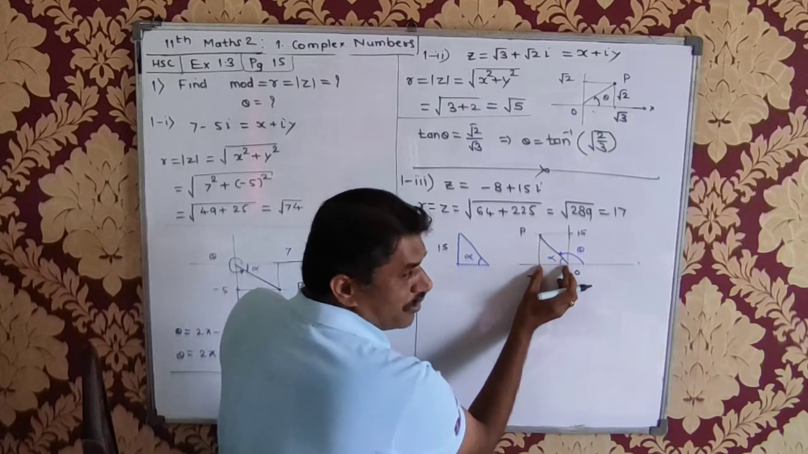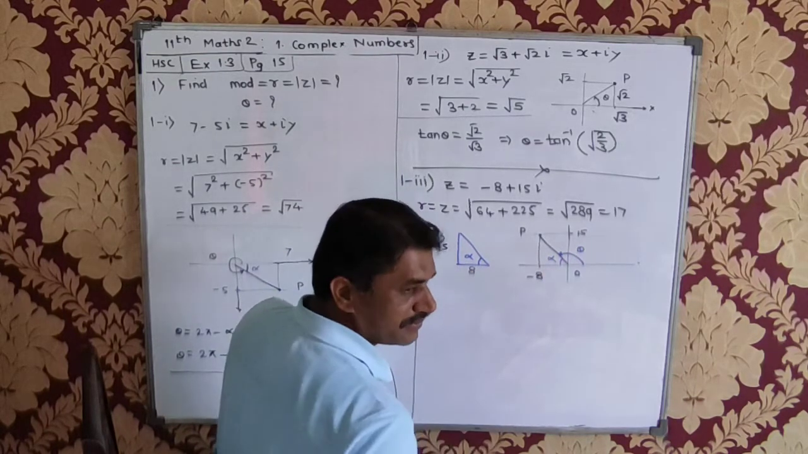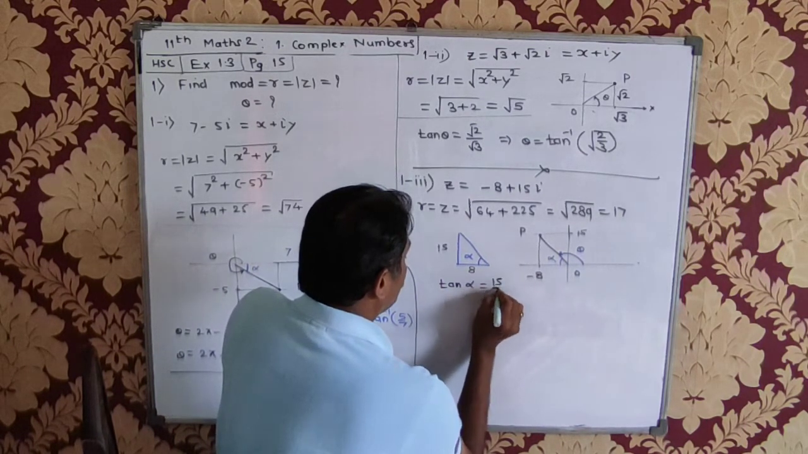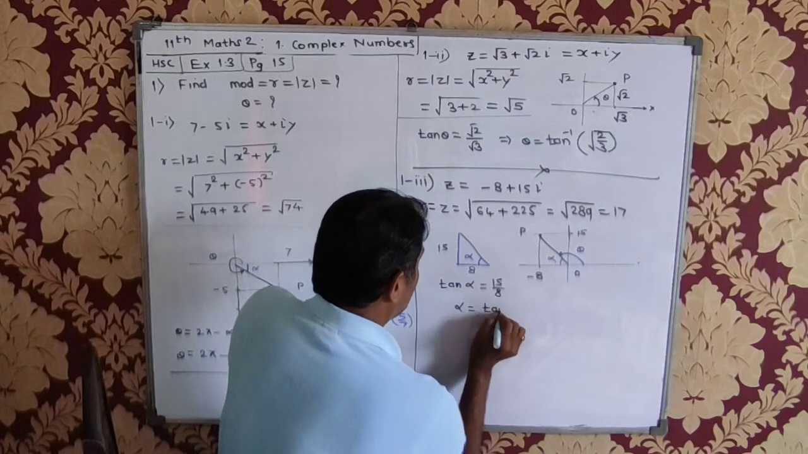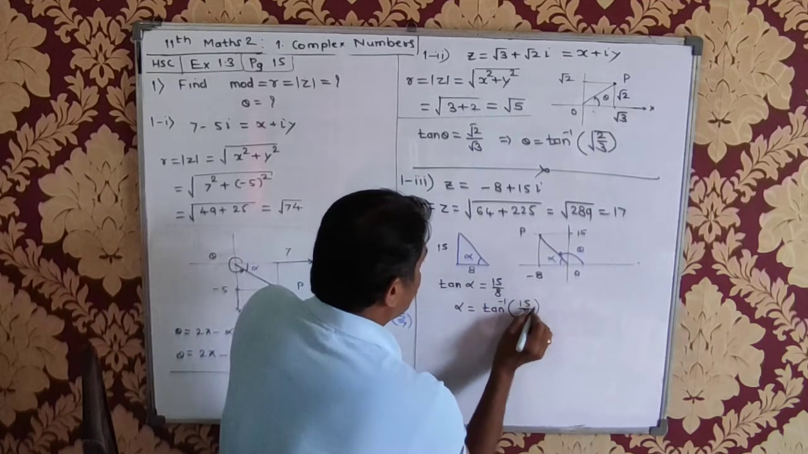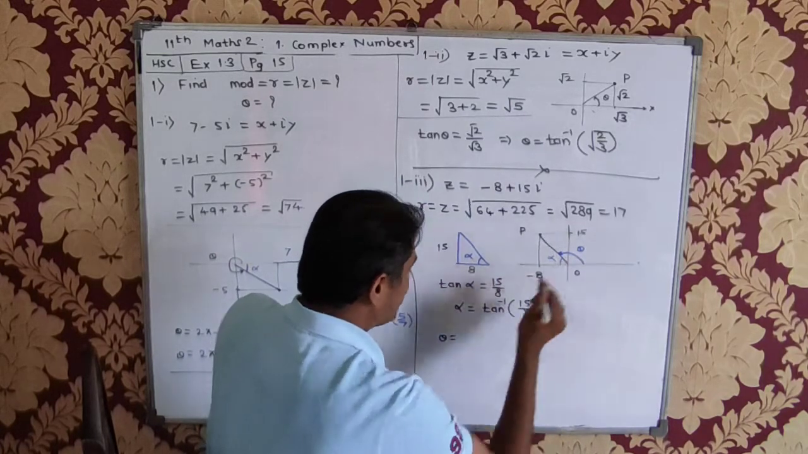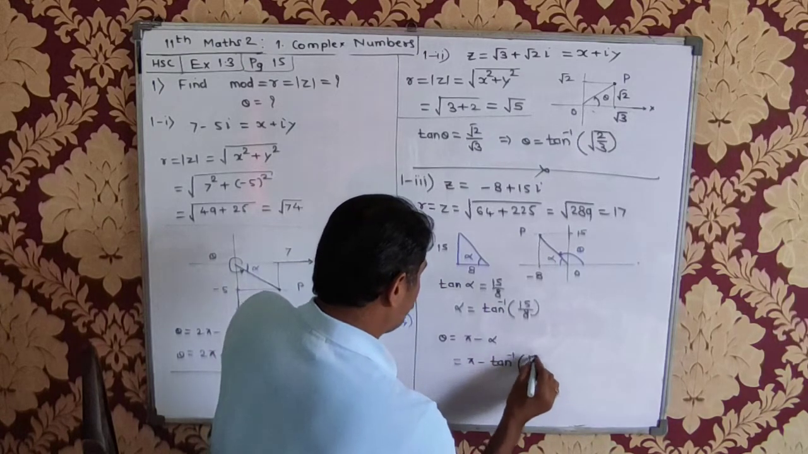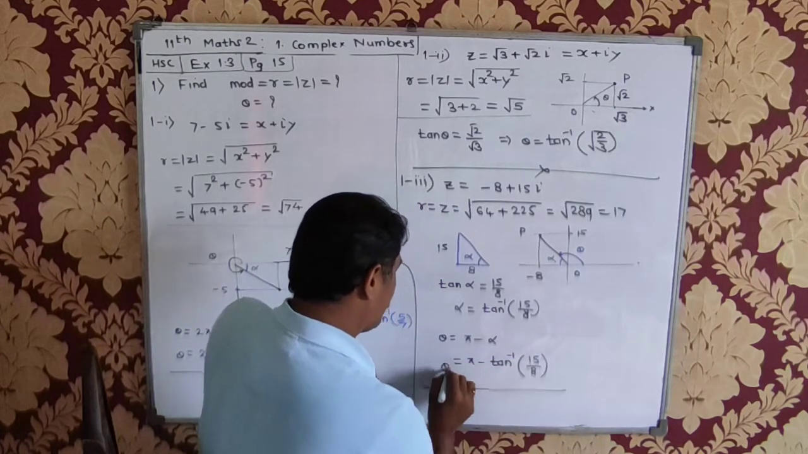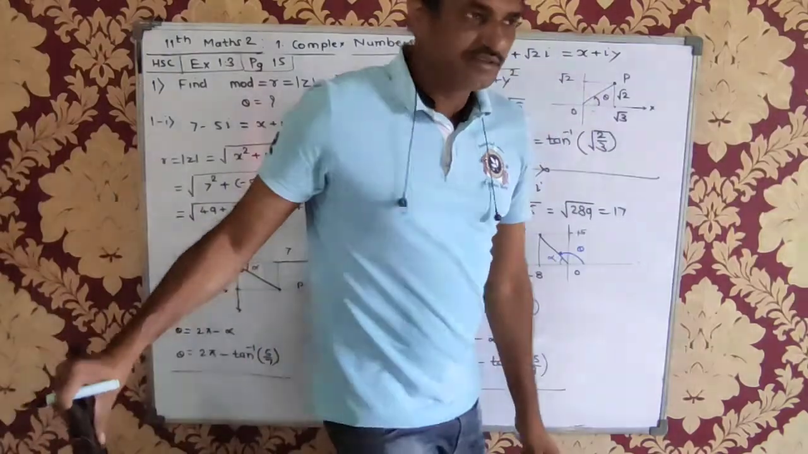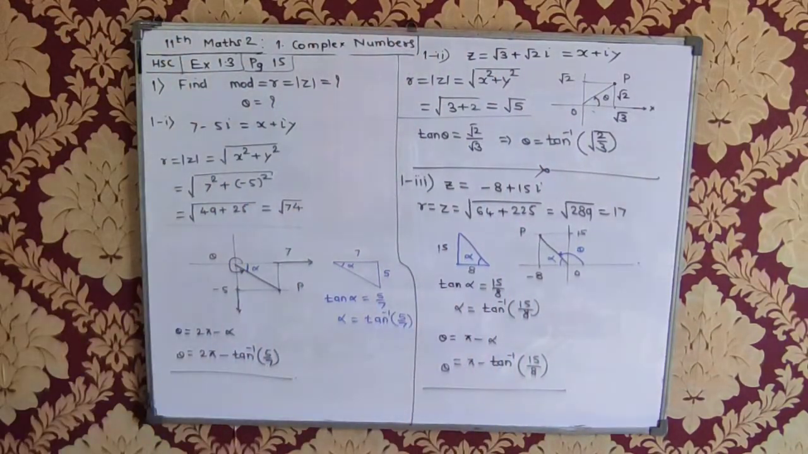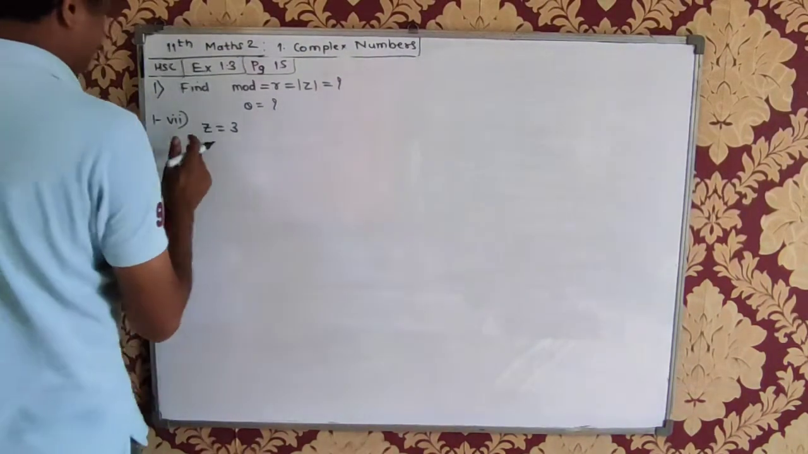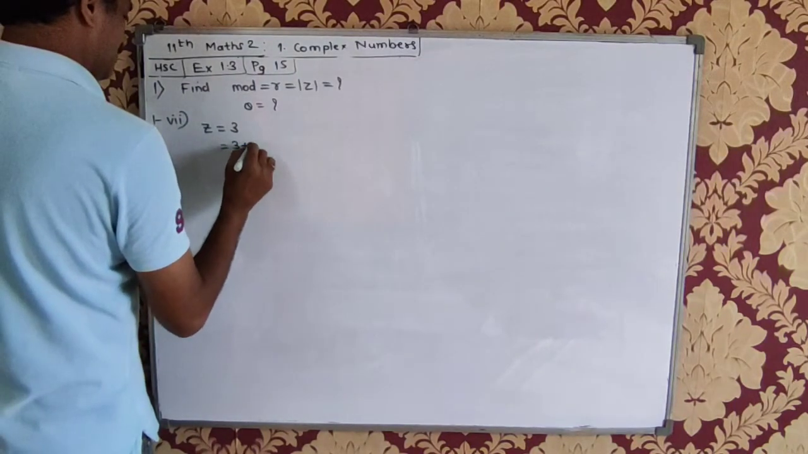And here tan alpha is equal to 15 upon 8. So alpha is equal to tan inverse of 15 upon 8. But I want theta, so theta is equal to pi minus alpha. That is pi minus tan inverse of 15 upon 8. That's the amplitude. Any doubts? Is that clear? Sure? Please take the screenshot.